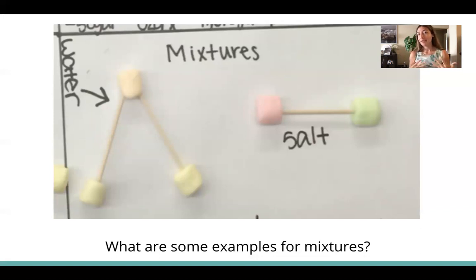So I'll listen to some examples. And for my examples, I put pizza, soda, salad dressing. Those are all examples of mixtures. So that's what I put. So I'll walk around, make sure that all of the students have combined this and fixed their problems or where they needed adjustments, like if they needed to put the double bond in for carbon dioxide, or if they need to separate salt and water.